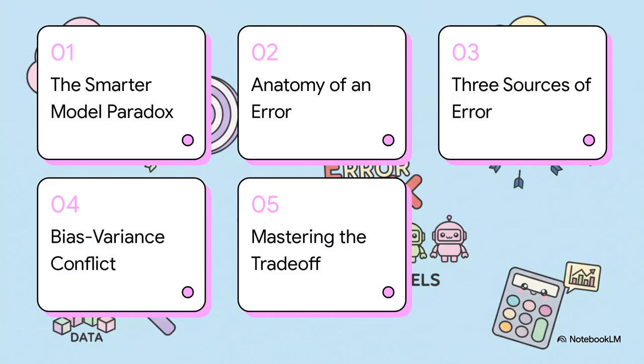Here's our game plan. We'll start with that smarter model paradox, then we'll dissect the error and meet its three core components. After that, we'll see how two of them are in a constant battle, and finally, we'll talk about how you can master that conflict to build way better models.